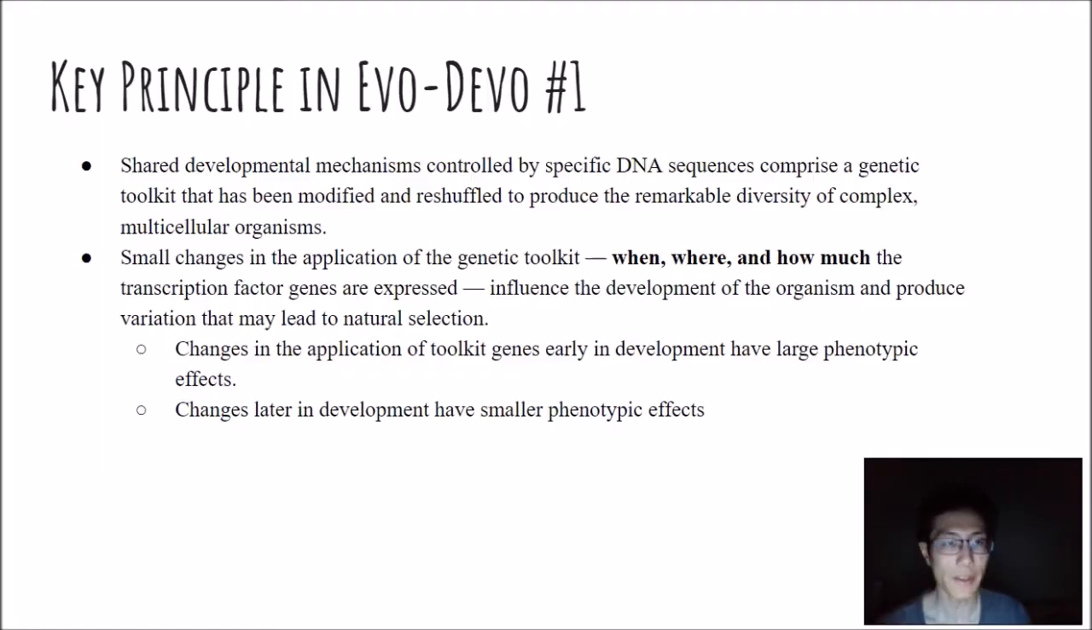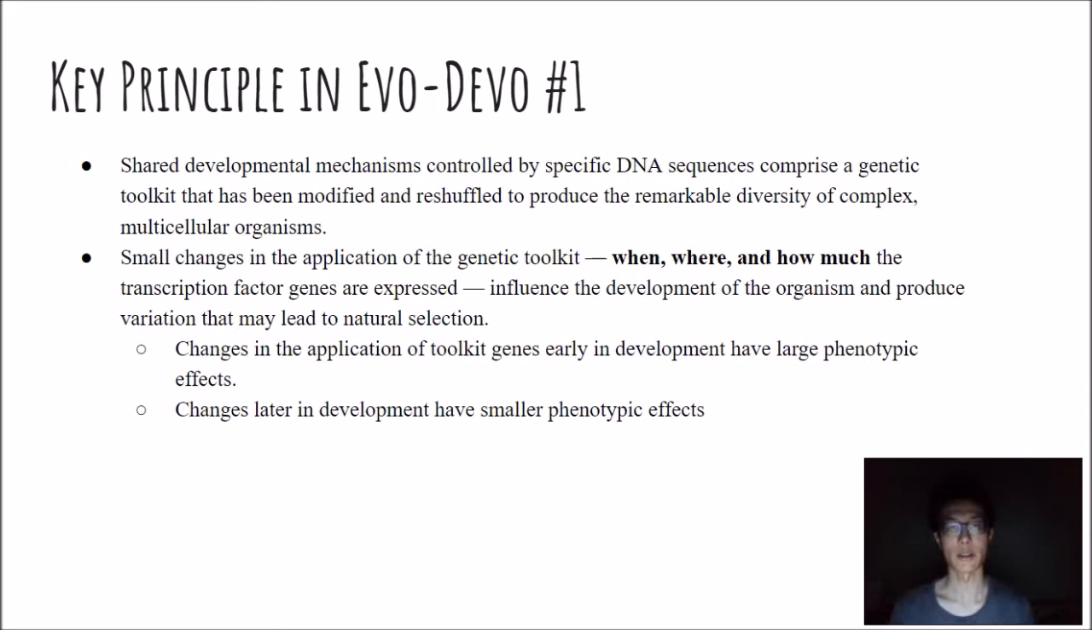Okay, so the first thing in regards to principles in Evo Devo is that there's often a consideration of a shared developmental mechanism or mechanisms which ultimately control specific DNA sequences. And so we look at these things called genetic toolkits that are conserved between many different species and many different lineages, but you can often modify or reshuffle them to produce the remarkable diversity that we see today in the natural world. What's also fascinating is that small changes in the application of that genetic toolkit, such as when, where, and how much genes are expressed, are going to influence the development of the organisms and, in addition, produce that variation.